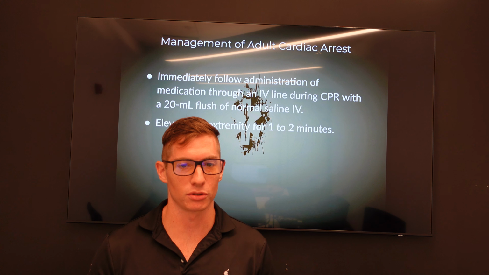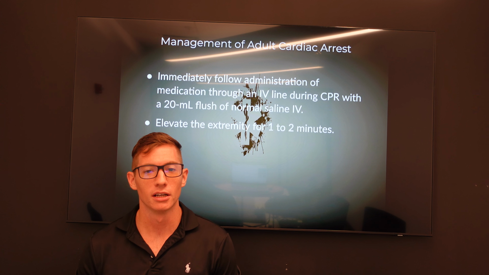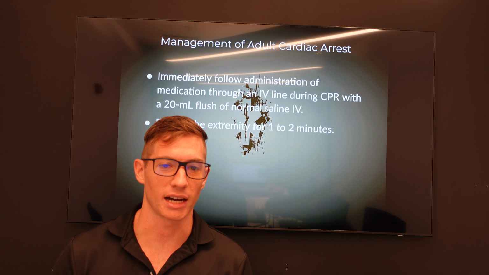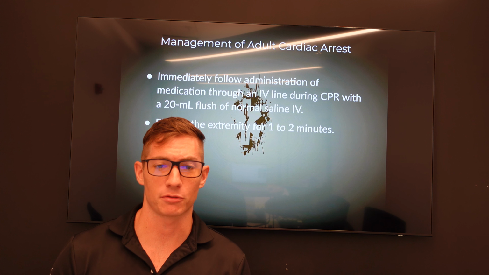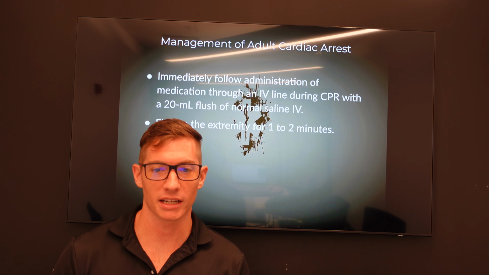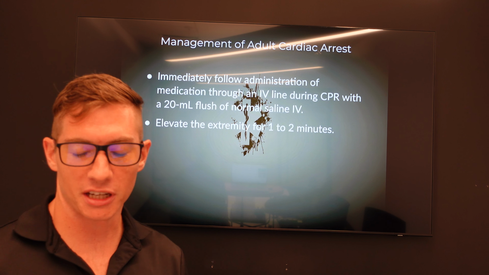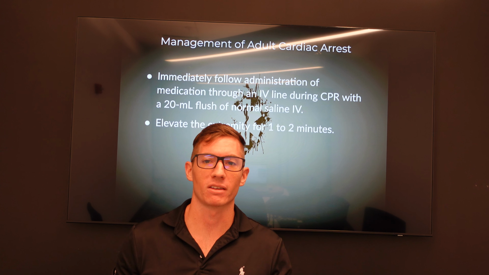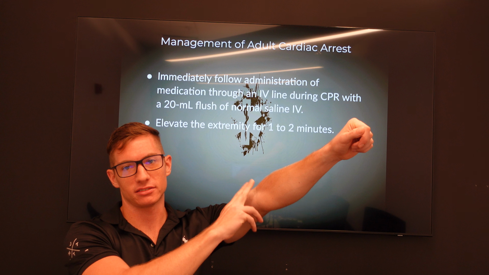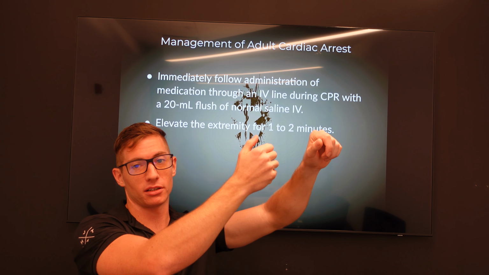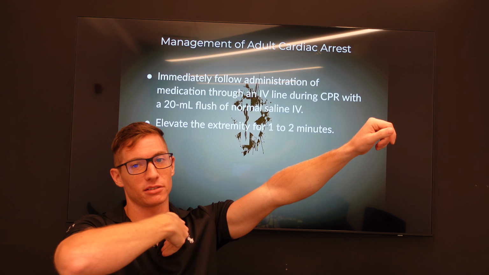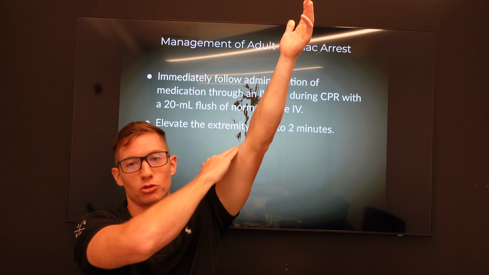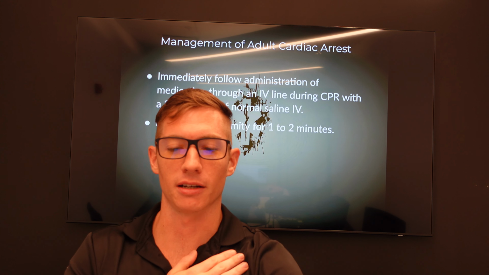Whenever you give medication through a peripheral IV line during CPR, follow it immediately with a 20 milliliter flush of normal saline IV, and then elevate the extremity for 1 to 2 minutes to facilitate delivery of medication to the central circulation. The whole point is, if we're giving medication, it's got a fast half-life, so it's going to act really fast. We need to get it to the heart. So we're putting it in the left AC right here. Then we're flushing it with saline to keep pushing it down to get to the heart. We don't want it to get stuck here and have to fight gravity. Let's use gravity to our advantage by lifting the extremity up.